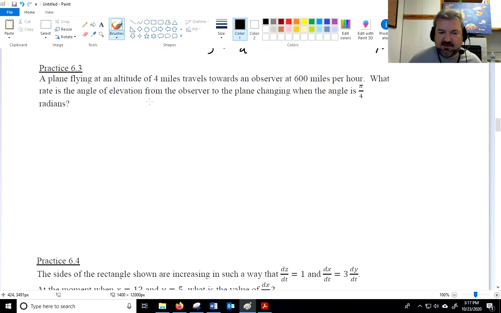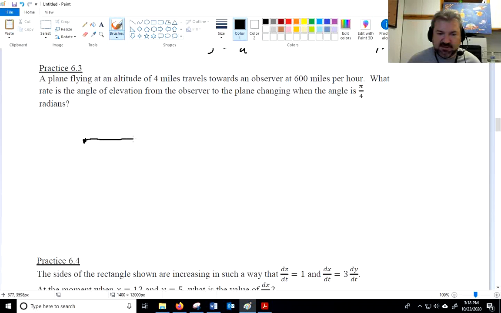All right, we got another practice problem, a plane. So pause the video, give it a try. All right, let's see how we did. A plane is flying at an altitude of 4 miles, travels toward an observer at 600 miles per hour. What rate is the angle of elevation from the observer to the plane changing when the angle is pi over 4 radians? All right, so here's our observer.